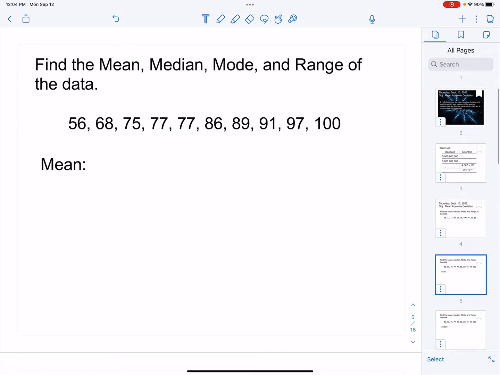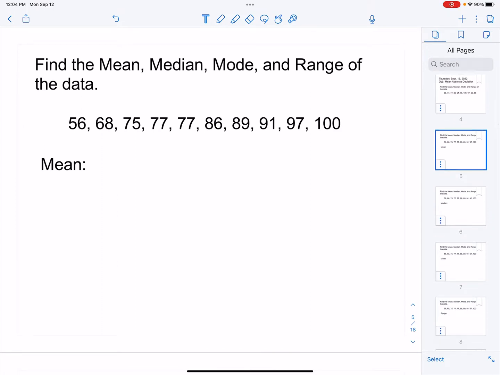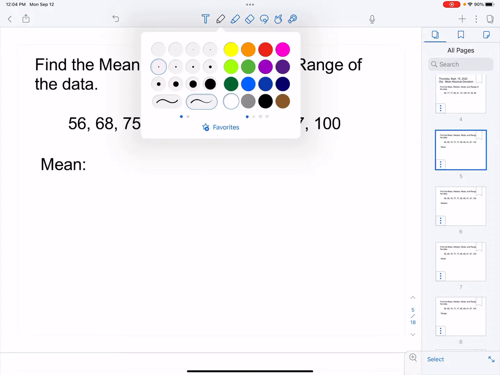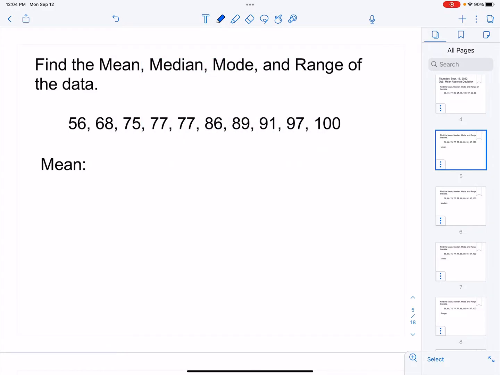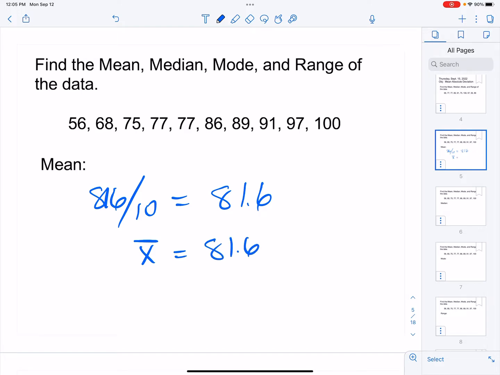Okay, so here is the mean. What you're going to do is take those 10 data points, add all those numbers together, and divide by 10. In this case, if you were to add up all of these numbers, you should end up with a sum of 816. You divide it by 10, and you end up with 81.6 as the mean. The symbol that we use to represent the mean is X bar. So X bar is equal to 81.6.